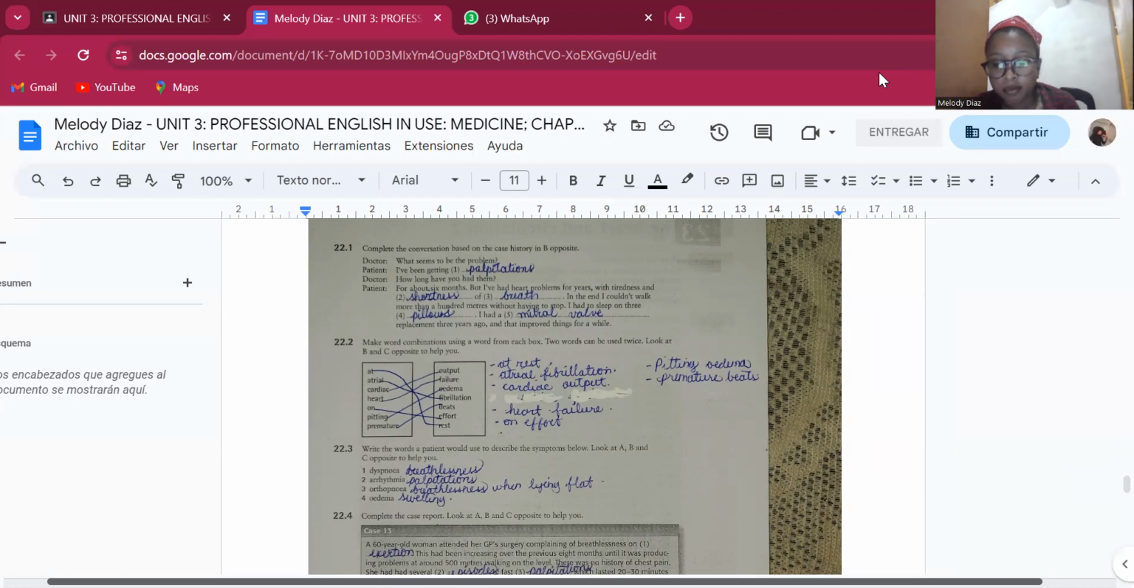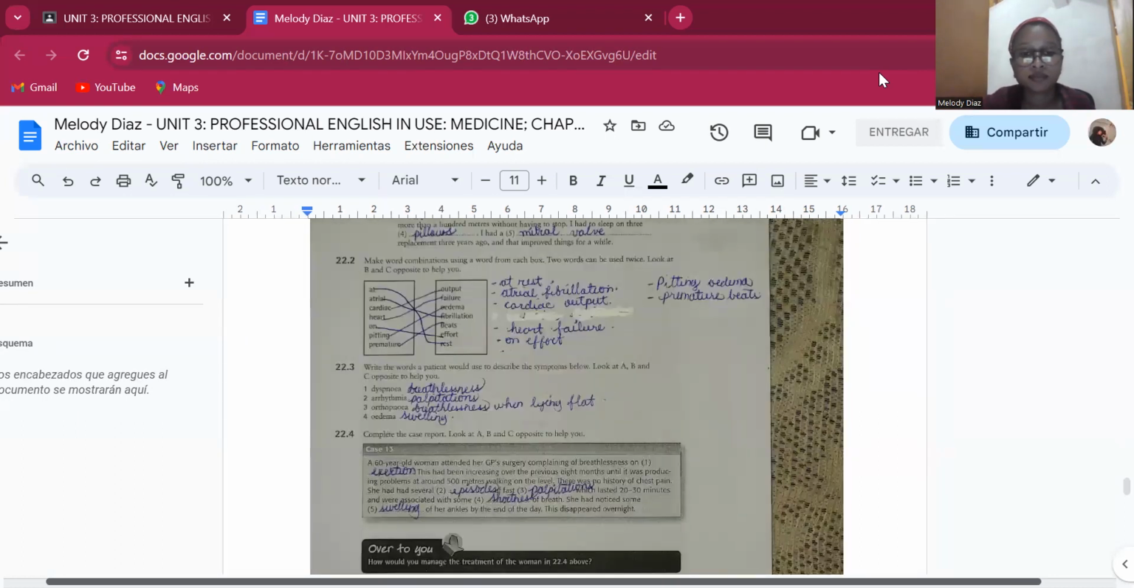Dyspnea, breathlessness. Arrhythmia, palpitations. Orthopnea, breathlessness when lying flat. Oedema, swelling.